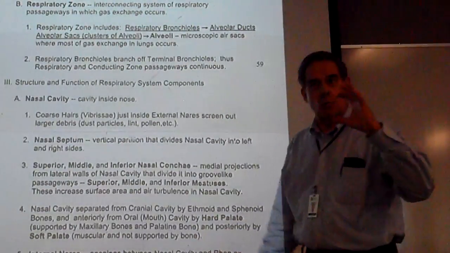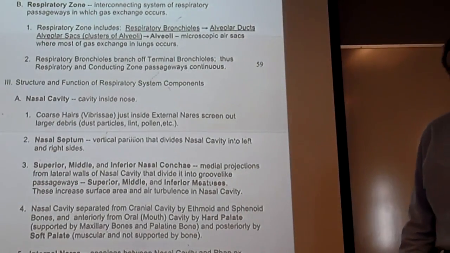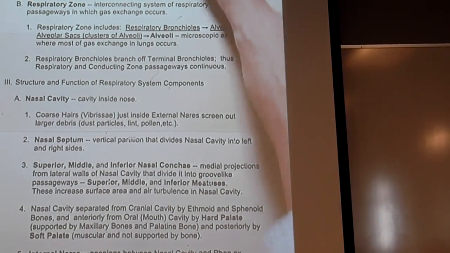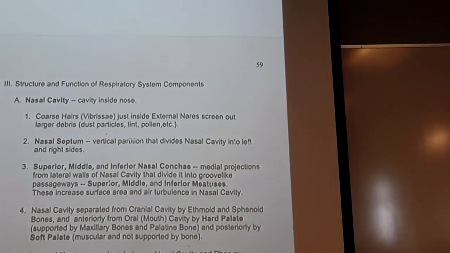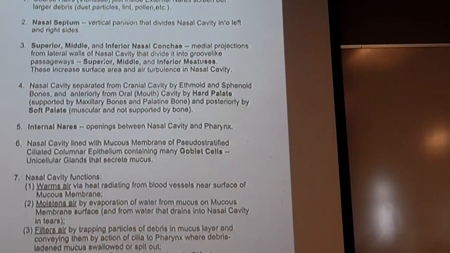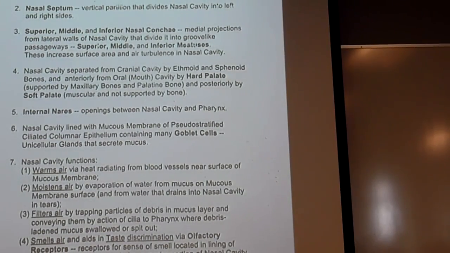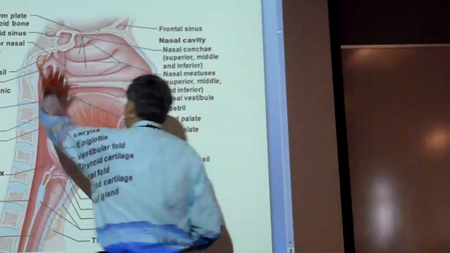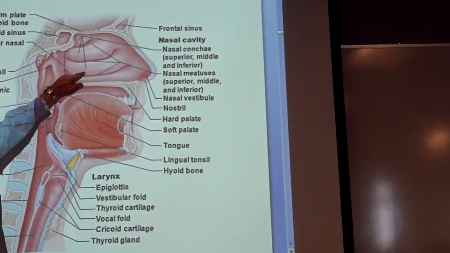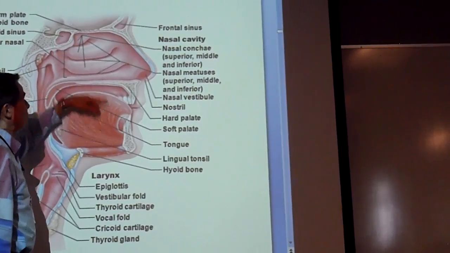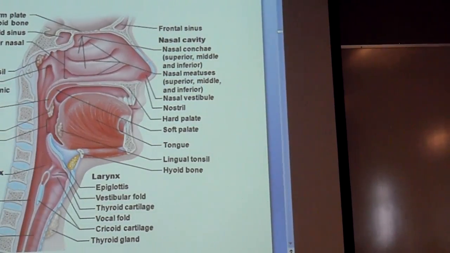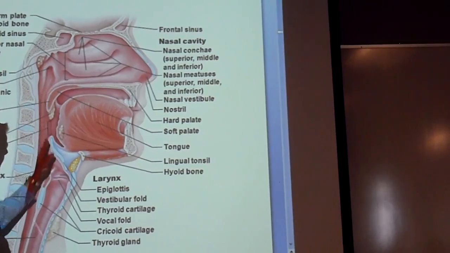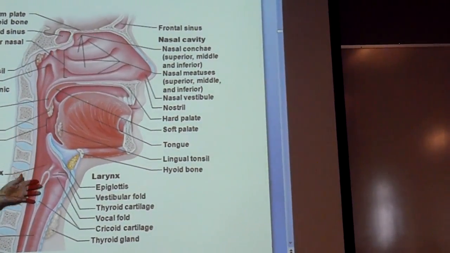The internal nares are just a fancy name for the opening between the nasal cavity and the nasopharynx, also called the posterior nasal aperture. Here from your textbook, it shows the nasal cavity, and these projections, which are the superior, middle, and inferior nasal conchae, and the passageways they create, which are the superior, middle, and inferior nasal meatuses. So air comes in through the external nares, passes through the nasal cavity, and passes down into the pharynx, the nasopharynx, to the larynx.